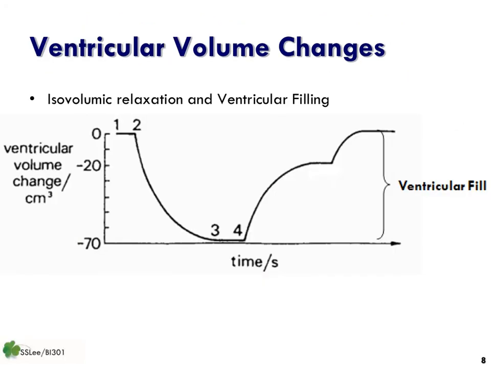Since between points 3 and 4, all the heart valves are closed, the ventricles will not change their volume during this time period, otherwise known as isovolumic relaxation. After atrioventricular valves open at point 4, blood rushes to the ventricles, leading to ventricular filling that takes place after point 4.